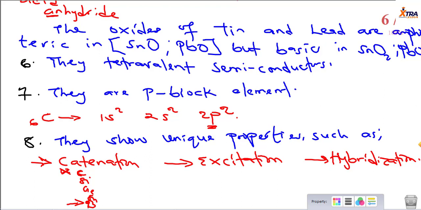These have been defined in our lecture on unique properties of carbon, in Introduction to Organic Chemistry. We defined catenation, excitation, and hybridization. So to understand what these three terminologies are, please go to our lecture on Introduction to Organic Chemistry and unique properties of carbon. You'll find them there. So guys, that sums up all we have for group 4 elements.